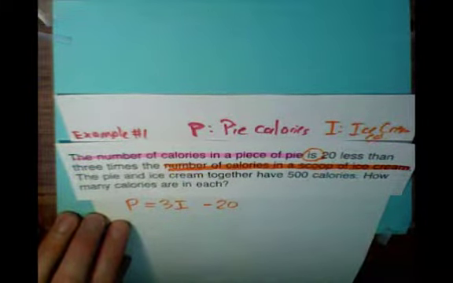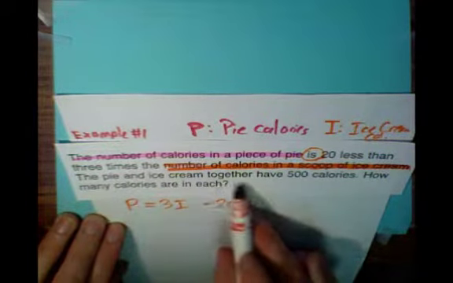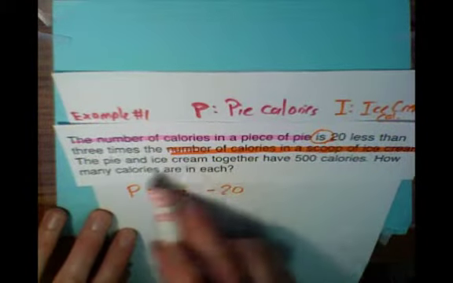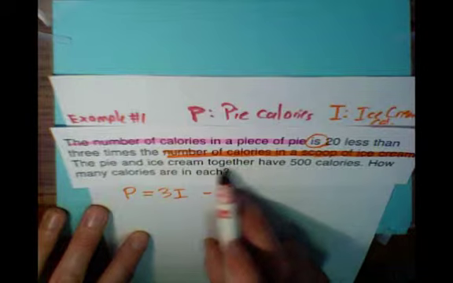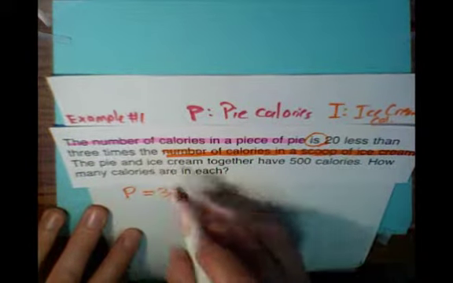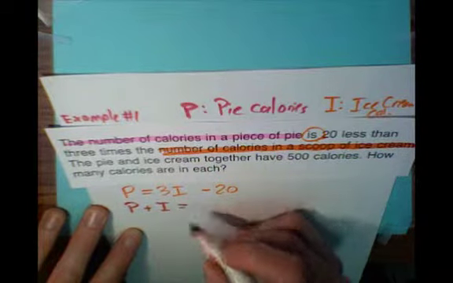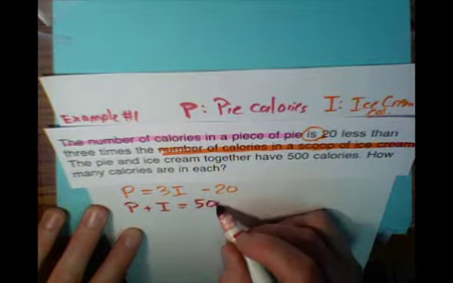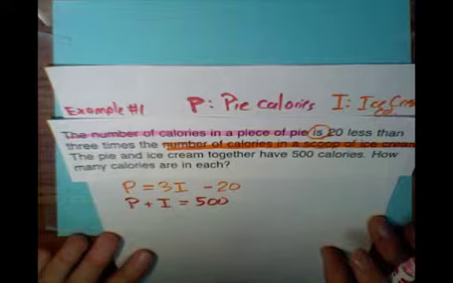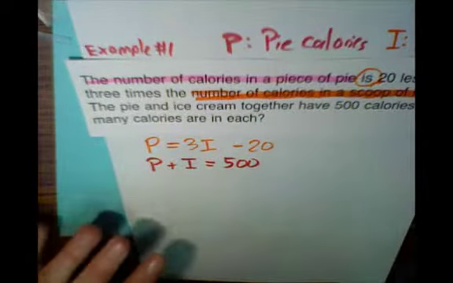Our next equation will be the pie and the ice cream together have 500 calories. When they say together in a problem like this, they really mean to add. Calories in pie plus calories in the ice cream together have 500 calories. And now the next thing is to solve this system.